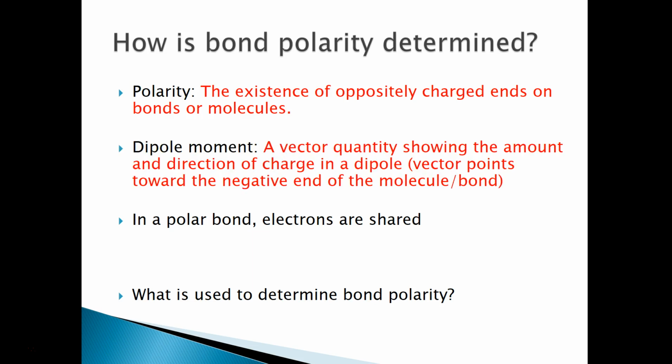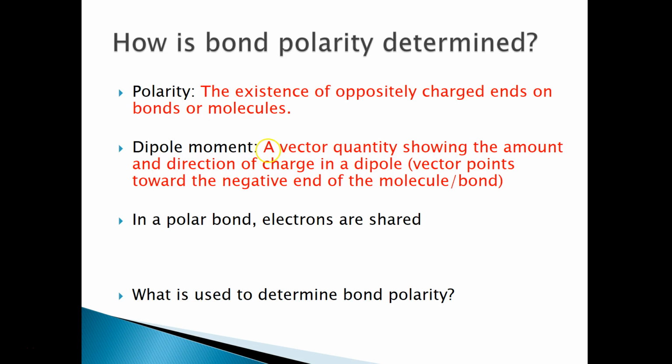And to measure polarity, we use what are known as dipole moments. Dipole moments are just vector arrows that show the amount and direction of charge in a dipole. The vector arrow in a dipole moment will always point toward the negative end of the molecule or the bond. If you're unfamiliar with vector quantities, just ask me about it in class, because I'm sure most of you learned about that in physics.